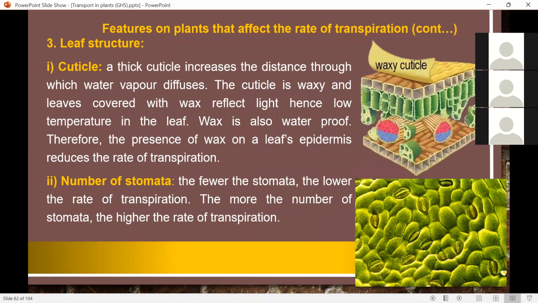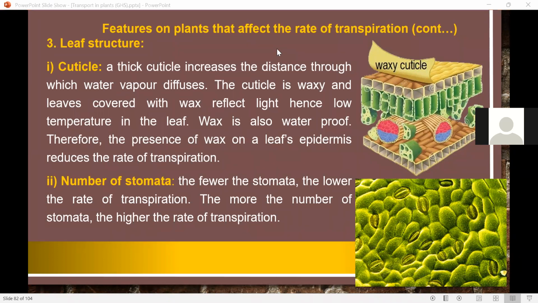I want you to tell me how the rate of transpiration would be affected, and also give an explanation of why you think that. The question once again is, what would happen? Explain what would happen to the rate of transpiration if the leaf had more stomata on the lower surface and fewer stomata on the upper surface. Okay, Angel.